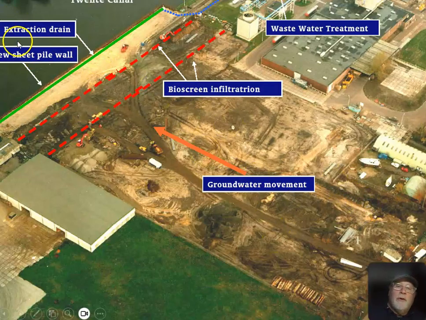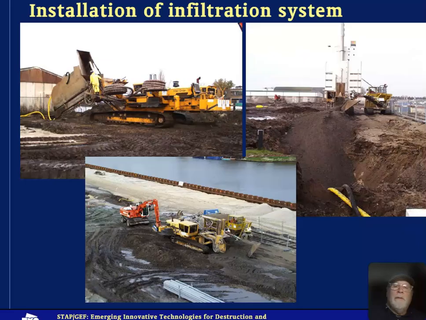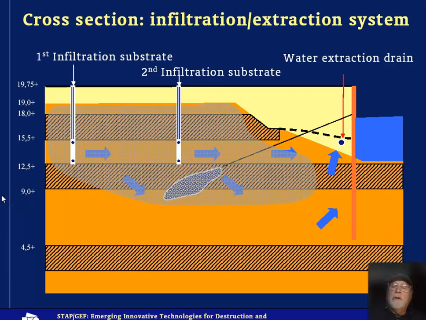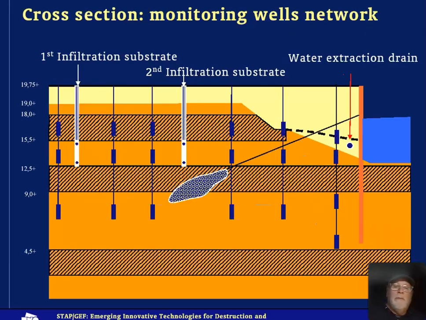So the groundwater is moving toward the canal here. They put in their infiltration. That's where they're squirting in the food stuff. This is built over the top, but they're squirting in the food stuff, and then they take it out of there right before it hits the canal, and then they take it to a wastewater treatment plant on site there where they bioremediate it. So there they are, putting in the system, putting in the pipes that will inject the substrate in there. Another cross section again, water extraction drain there. It's moving toward the canal.